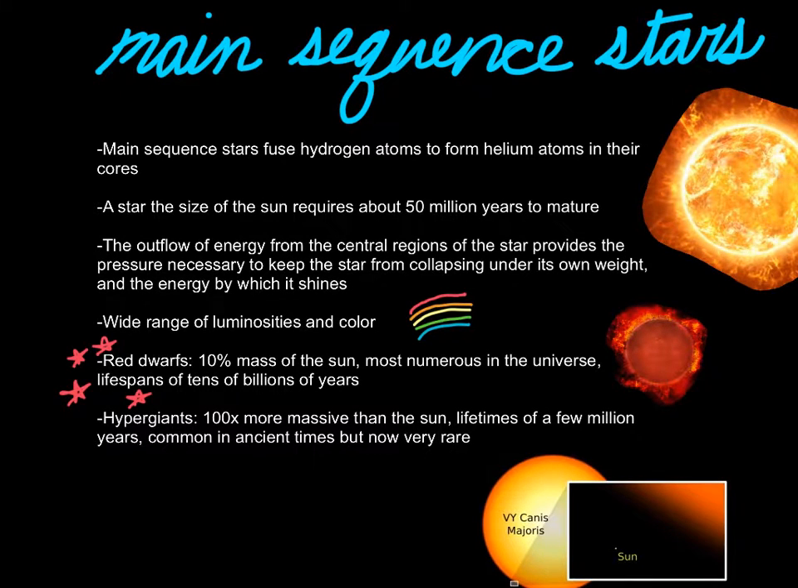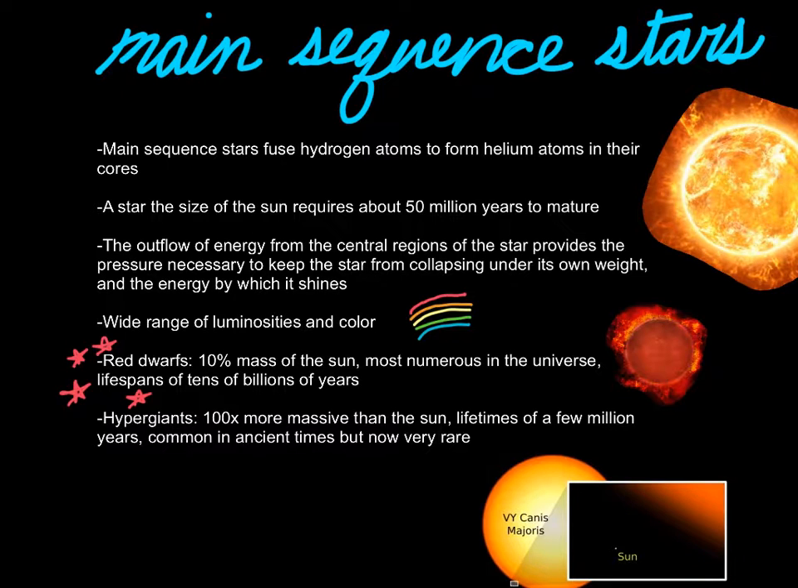Some information on main sequence stars. So main sequence stars fuse hydrogen atoms to form helium atoms in their cores. And a star the size of the sun requires about 50 million years to mature. So after 50 million years, it'll leave its main sequence. So the outflow of energy from the central regions of the star provides the pressure necessary to keep the star from collapsing under its own weight, and the energy by which it shines.